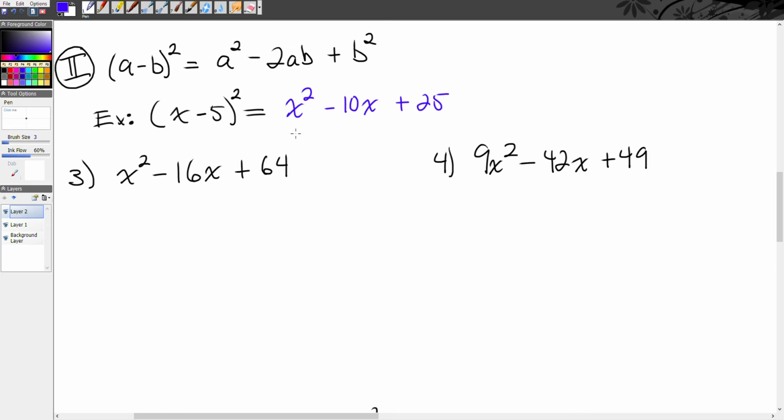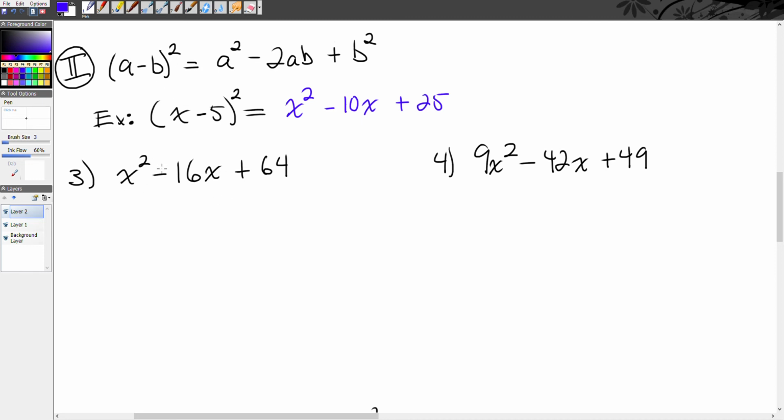Okay, so again, we're doing this process in reverse. So let's take a look at this first example here. We've got x squared minus 16x plus 64. Again, if you look at x squared, that's a perfect square. If you look at 64, that's a perfect square. So since the middle term is negative, that tells me this is probably an a minus b squared case.